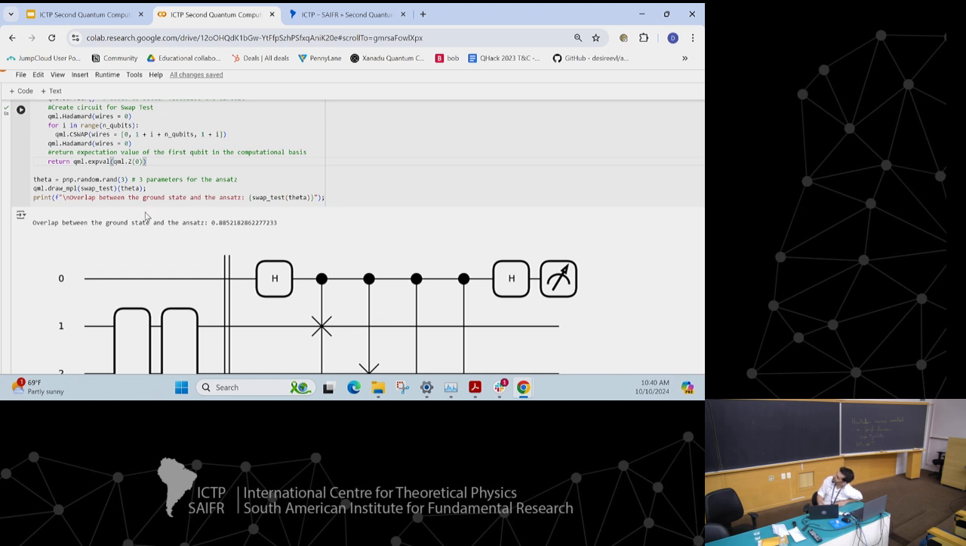Okay, and just to give you an idea, if we just take a random set of parameters, you can see that we calculate an overlap of about 0.9. So a significant overlap. We're starting off pretty poorly with our guess of the excited state ansatz. It's pretty closely matching the ground state.